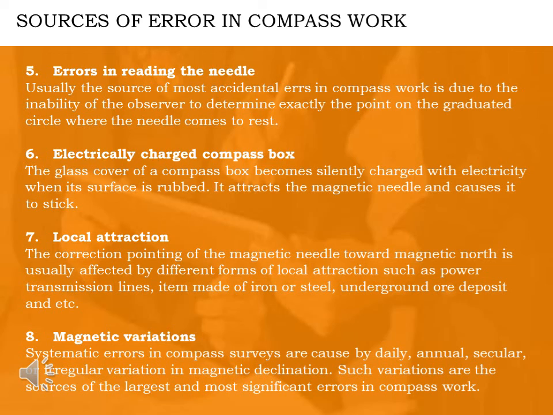Seventh, local attraction. The correct pointing of the magnetic needle toward magnetic north is usually affected by different forms of local attraction, such as power transmission lines, items made of iron or steel, underground ore deposits, and etc. Eighth, magnetic variation. Systematic errors in compass survey are caused by daily, annual, secular, or irregular variation in magnetic declination. Such variations are the sources of the largest and most significant error in compass work.